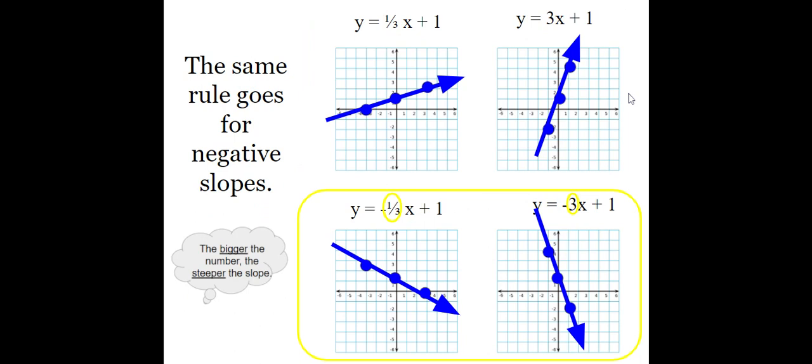And the exact same rule goes for negative slopes. You just need to ignore the negative. The negative just tells you that the line is falling. Okay, but if you are comparing a slope of -1/3 with a slope of -3, you just look at the number. 1/3 to 3. A 3 is a bigger number. It's going to have a steeper slope. It's just going to be steeper going downward.